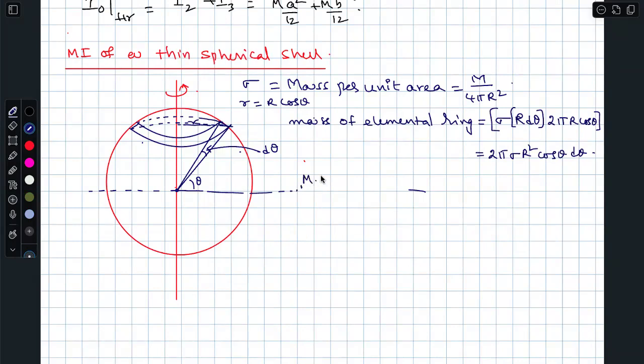So moment of inertia of the elemental ring. If you take this mass as m dash, I will write it as m dash. What is the moment of inertia of a ring? m r square. So m dash times the radius, r cos theta, squared. Any doubts, boys?